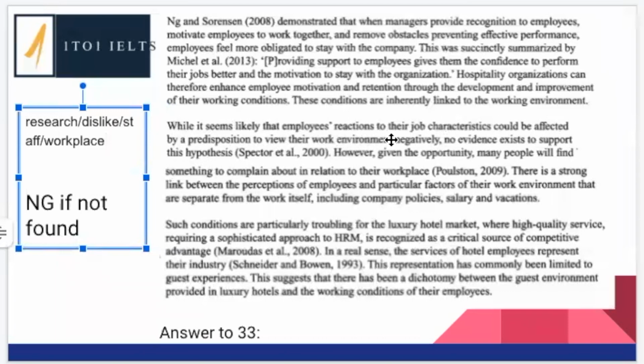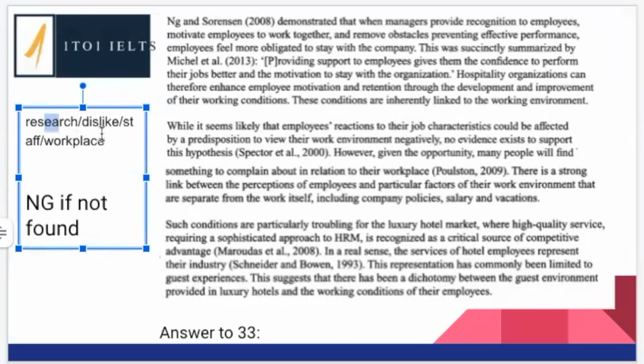their work environment negatively. Oh, they view their work environment negatively. They dislike. That definitely looks like we've got one keyword. Is it the staff? Yep, employees, the staff. So we've got two of our keywords. Their work environment, their workplace. We've got three of our keywords. Have we got anything about research? No evidence exists to support this hypothesis. So we've got everything here.